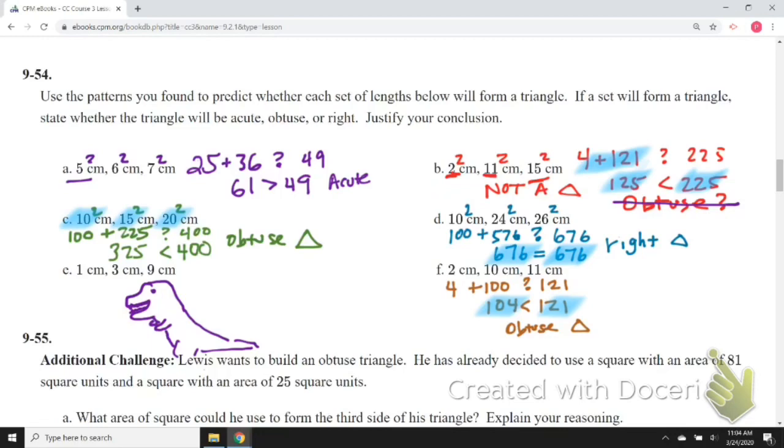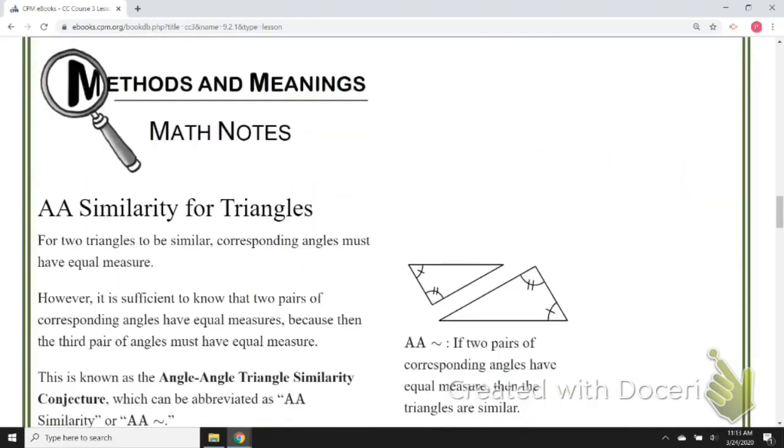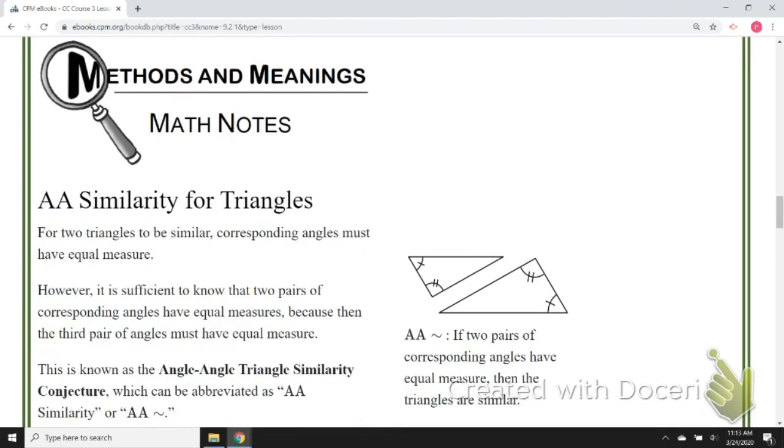Okay? So that wraps up for today's lesson. If you guys want to do 9-55 on your own as a challenge, I definitely say go for it. You are going to take notes tonight or today as part of your assignment. You do have methods and meanings. I will check your notebooks when we come back, though, so just make sure, if you guys want to do it on a separate piece of paper, go for it. It will let me grade them much faster when you guys do come back.